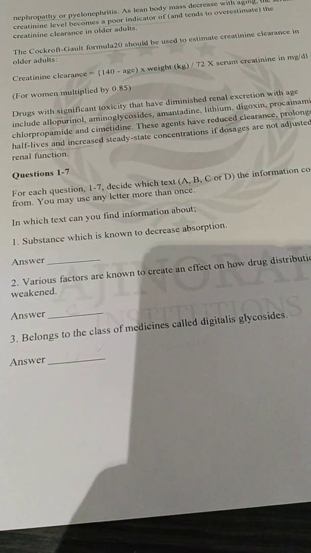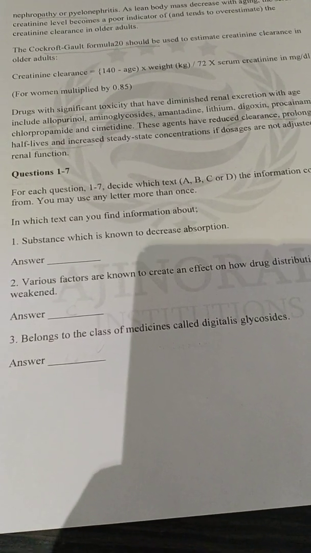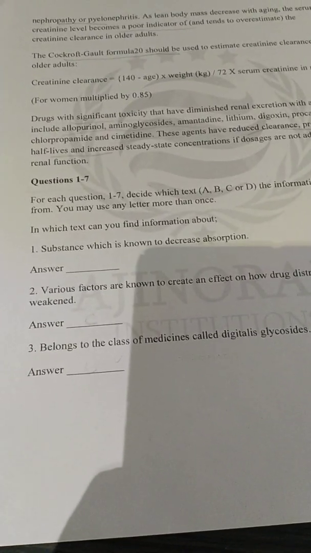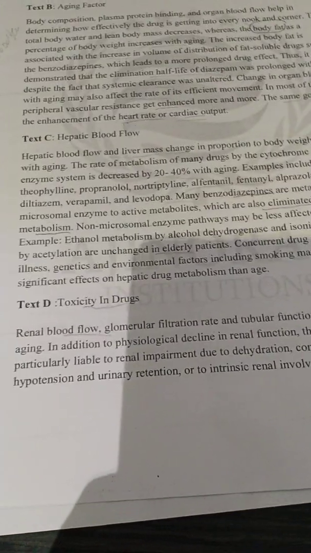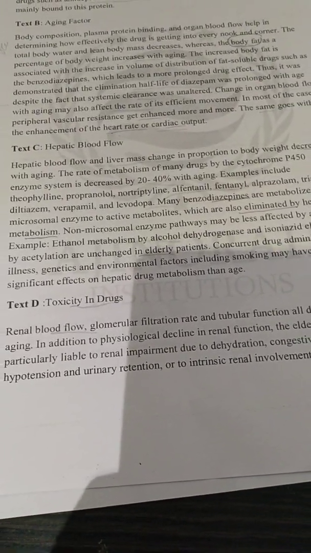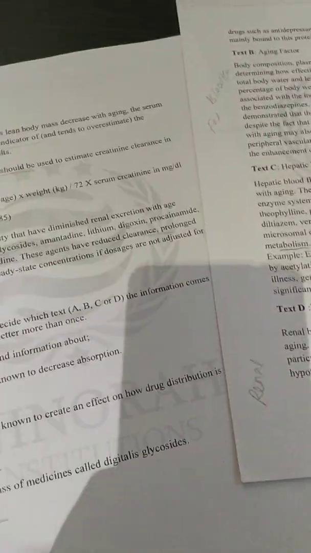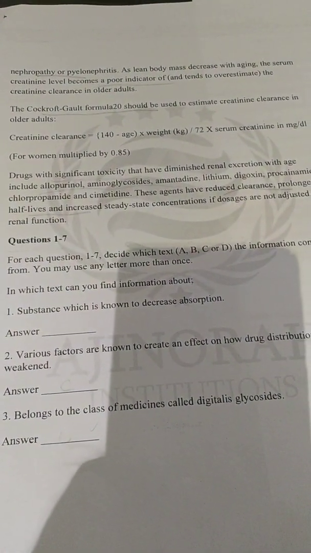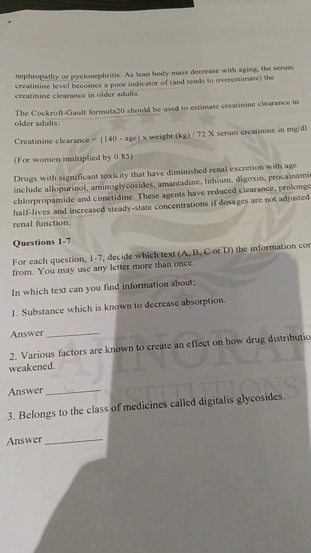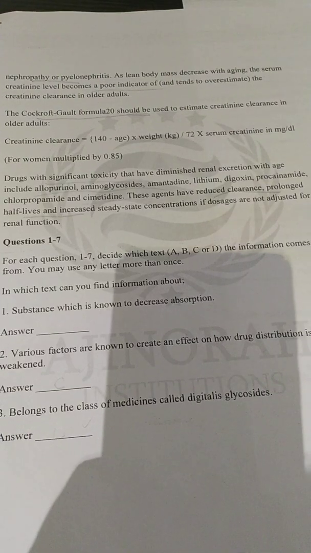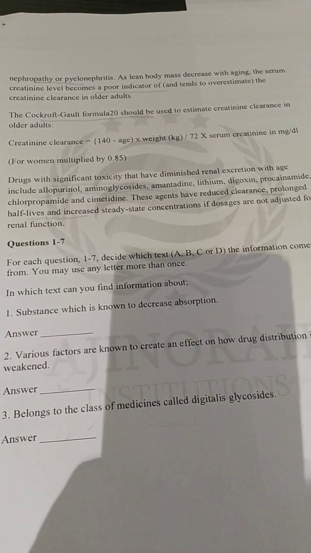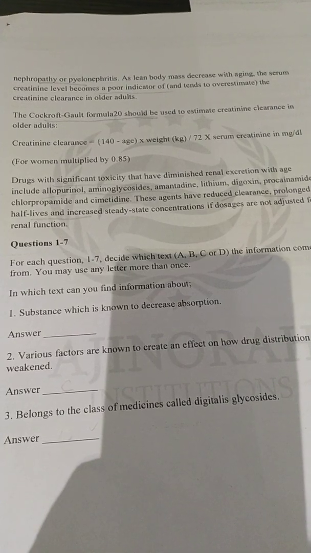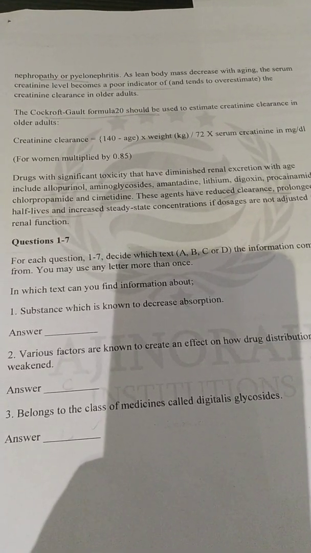The 3 belongs to the class of medicines called digitalis glycosides. So the medicines come under text D. So let's look where it is mentioned. Renal blood flow, glomerular filtration, nothing is mentioned about any digitalis. So let's look. Nephropathy, arthritis. Now drugs. The drugs with significant toxicity that have diminished renal excretion with age include allopurinol, aminoglycosides, amantadine, lithium, digoxin. See, it is the digitalis. So that is text D.